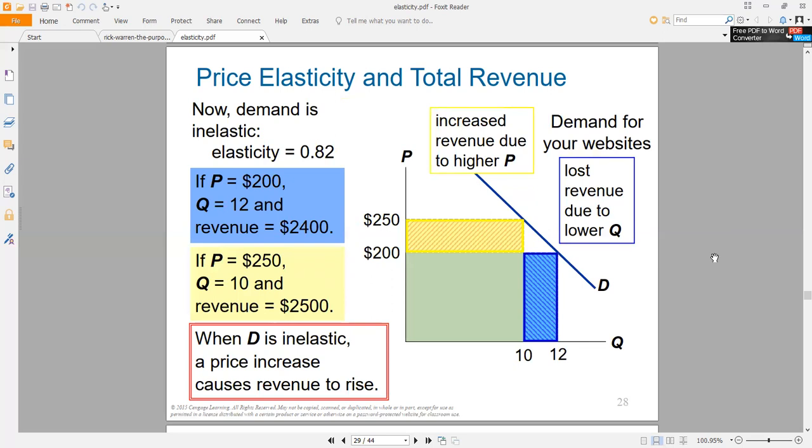So, for example, you are selling your own good, and then you realize that the demand for your good is inelastic. Then what should you do? If you want to get more profits, you increase.